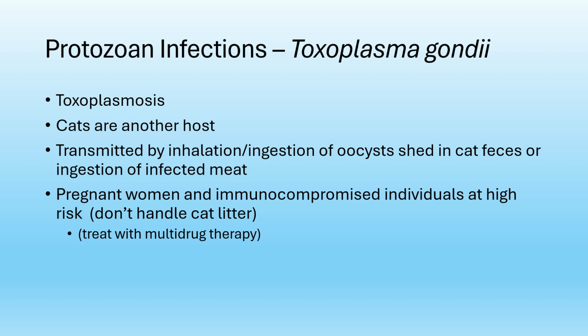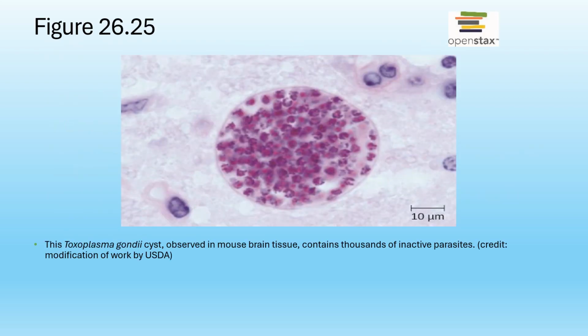And then oftentimes, say if you're cleaning the litter box and dust is raised up, you can inhale those cysts. You can also have it transmitted by ingestion of infected meat. Pregnant women and immunocompromised individuals are at the highest risk. So if you're in the high risk group, don't handle the cat litter. You can treat with drug therapy, the use of several different drugs at once. This is what the Toxoplasma gondii cyst looks like.